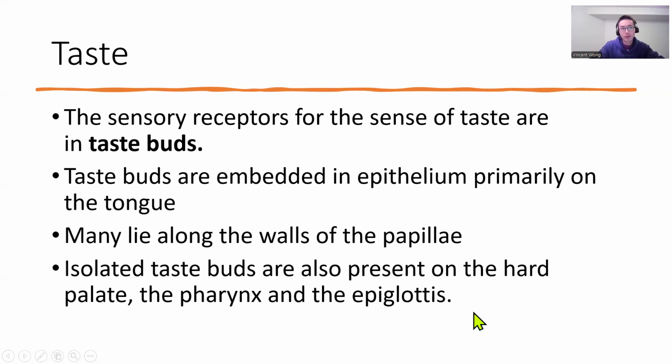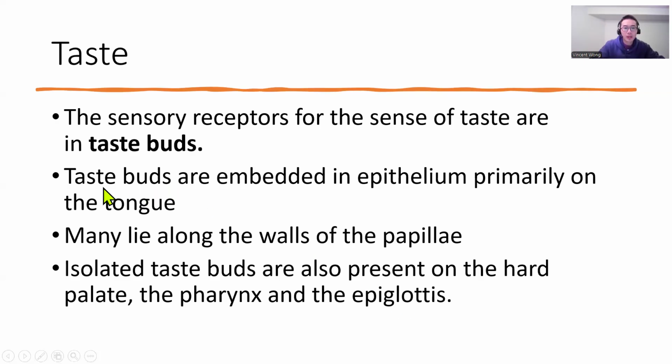Perhaps that's not difficult to understand. Sometimes if you swallow something bitter, there is this bitter taste that lingers in your throat, right? So that feeling that's still there in your throat, that's basically the taste buds in the pharynx and perhaps the epiglottis that are continuing to transmit that sensation for you.